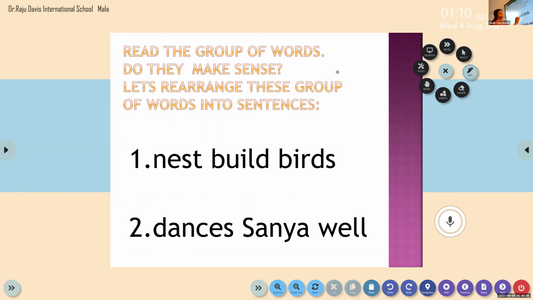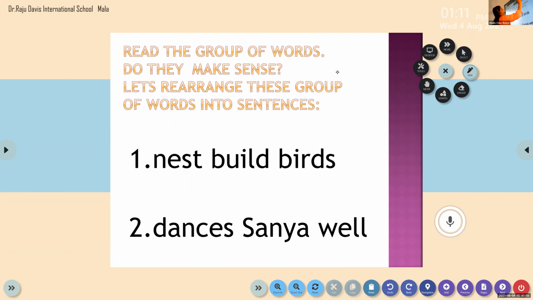Nest, build, birds. No, it doesn't make sense. Okay, so what do we have to do? We have to rearrange them into proper order. How do we rearrange them? Ask questions. Usually I've told you a sentence always should have a subject and a doing word. But here, ask questions.